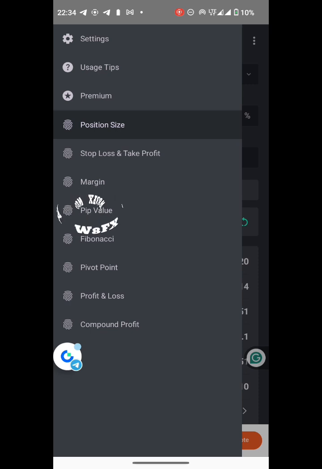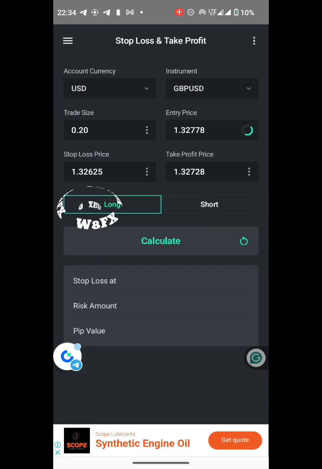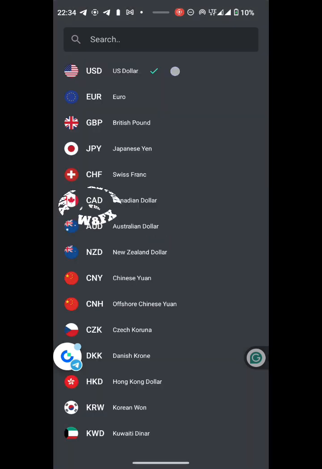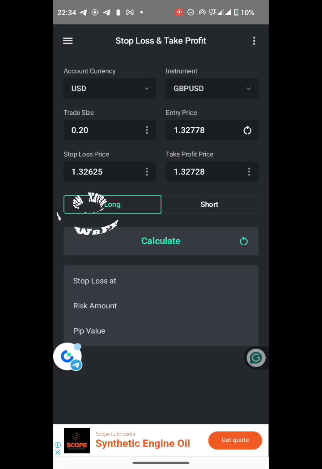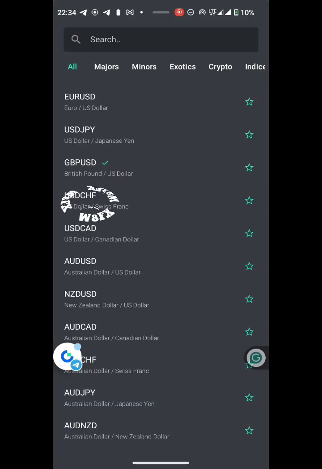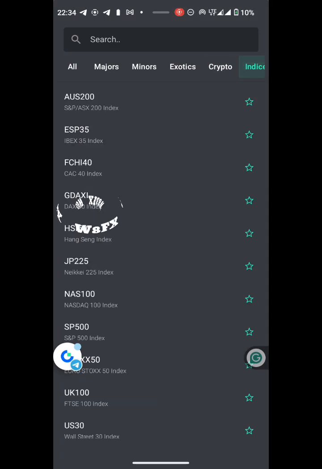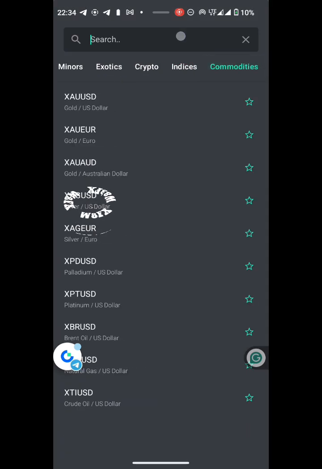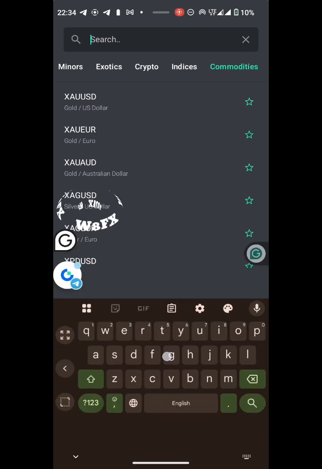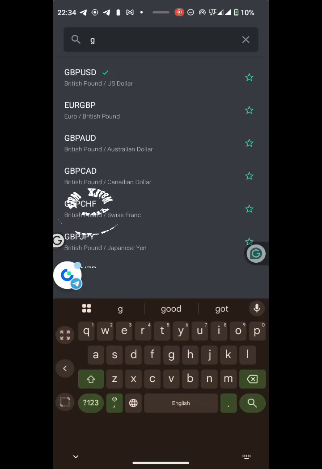So the second one is stop loss and take profit. Let's click on it and see how it works. So it's still the same thing. It's asking for account currency. We select USD. What instrument are we trading right now? You can select the instrument you want to trade, but for this video I want to use GBP USD.